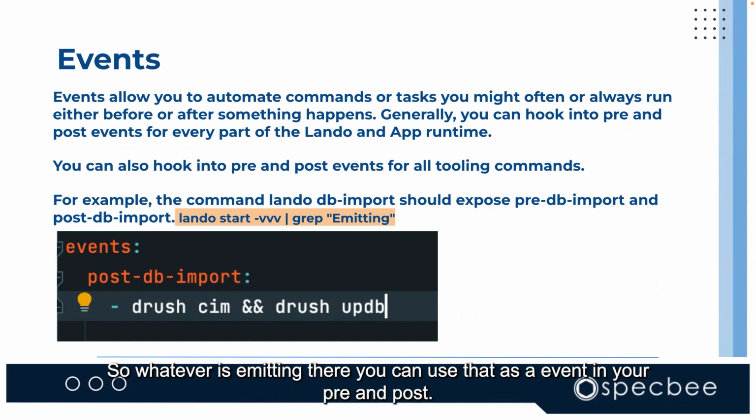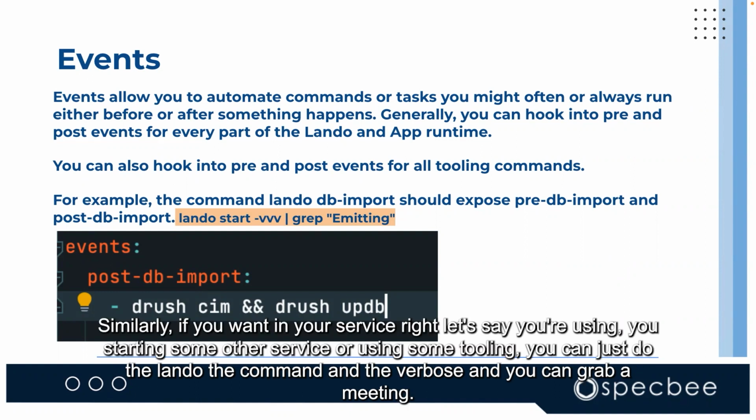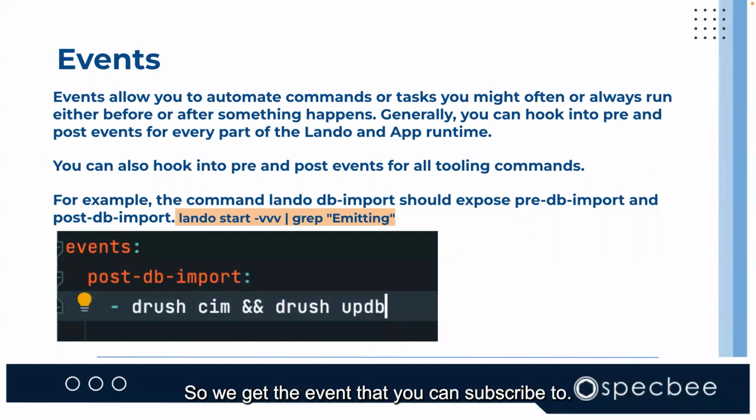So whatever is emitting there, you can use that as an event in your pre and post. Similarly, if you want in your service, let's say you're starting some other service or using some tooling, you can just do the Lando command and the verbose, and you can grab emitting. So you'll get the event that you can subscribe to.